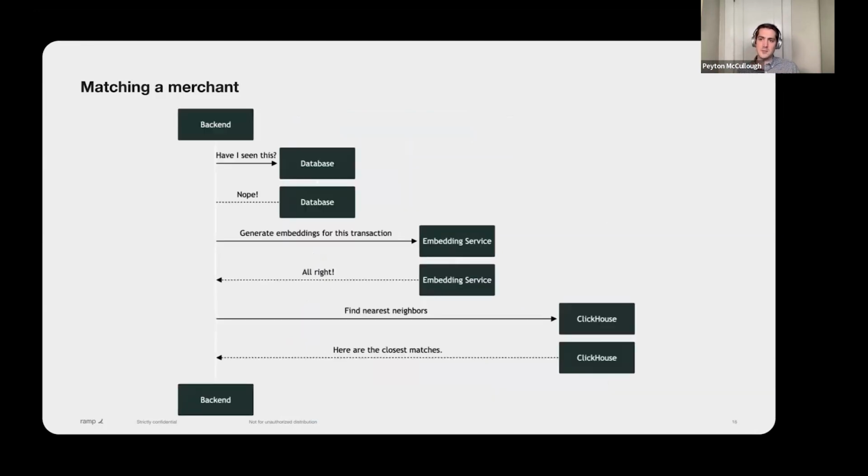And so what it looks like is that when we get a transaction, we go to our database and say, hey, have we seen something like this before? Often the answer is yes. Sometimes the answer is no. And so then we have to reach out to our embedding service and generate embeddings for the transaction. We give it some card acceptor data that Anton demonstrated. And we get basically a vector of numbers back. And then we can take that vector of numbers, give it to ClickHouse and say, hey, find me the closest transactions or find me the closest merchants and let's look at them. And ClickHouse will return those.